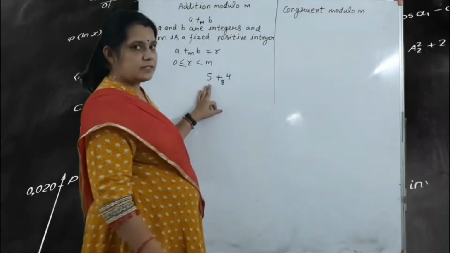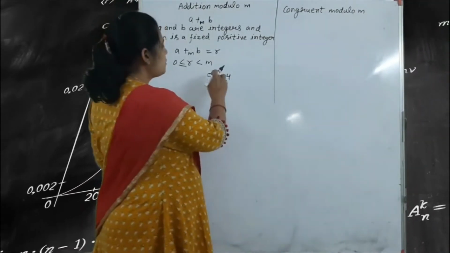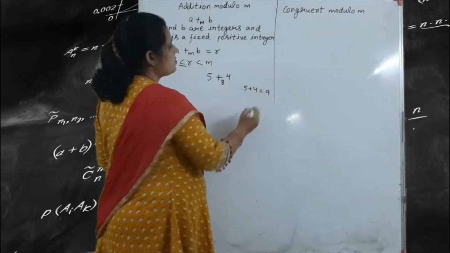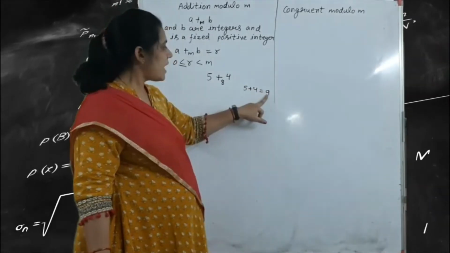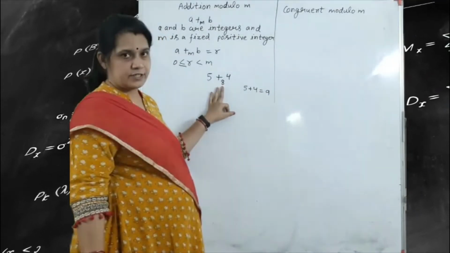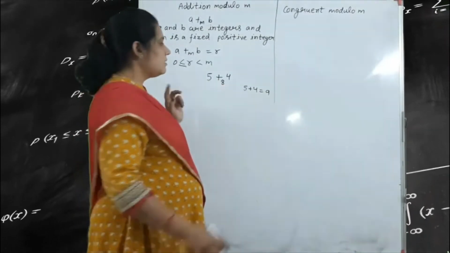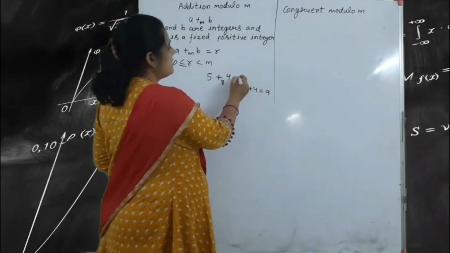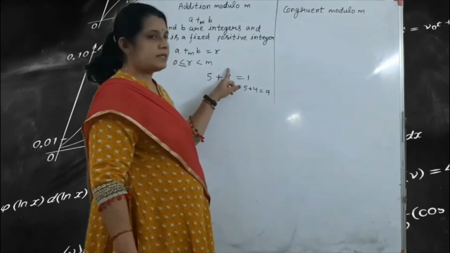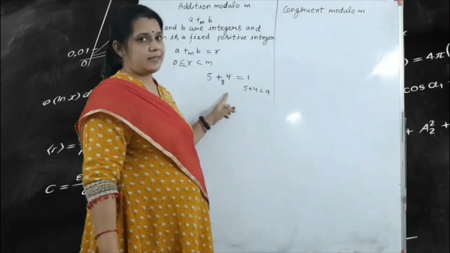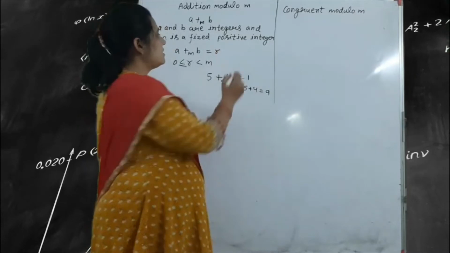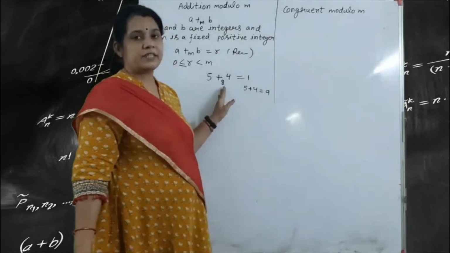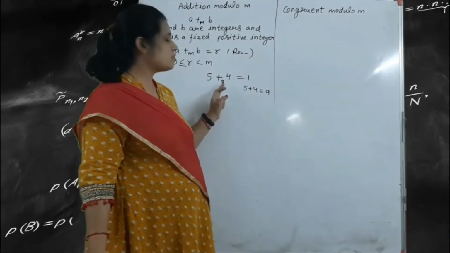So what is the process for finding this term? So the process is that first you write 5 plus 4. That means 9. 9 divided by 8. So the remainder is 1. That means here 5 plus 4 suffix 8 is equal to 1. So this is the remainder. Okay, so this is a very important point for addition modulo M.